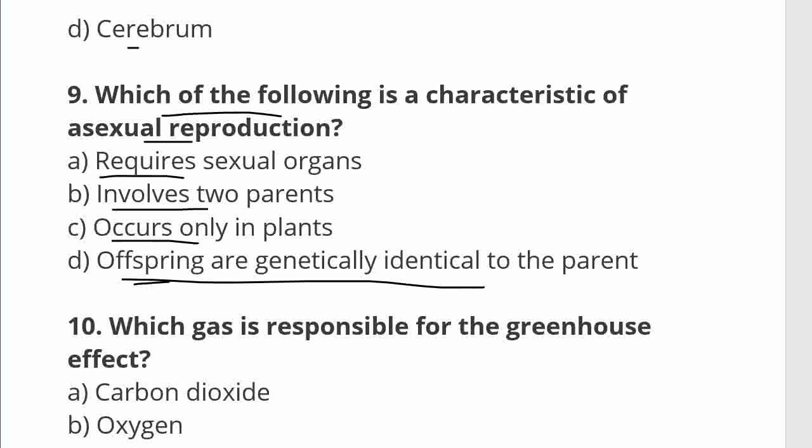Asexual reproduction involves only one parent and results in offspring that are genetically identical to the parent. This process includes methods like binary fission, budding, and vegetative propagation and doesn't require specialized reproductive organs.